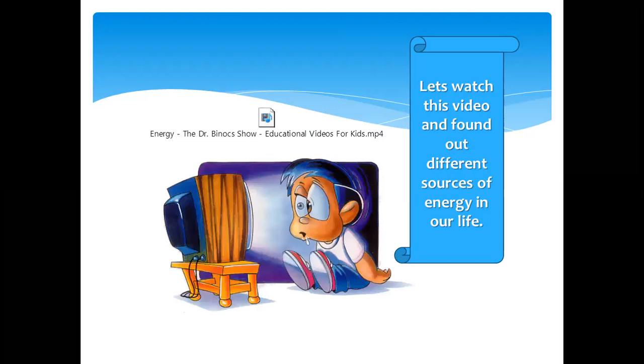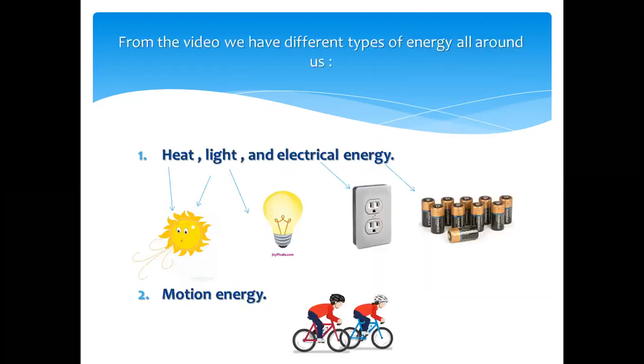When we watch it, we find out we have different kinds of energy: heat energy, light energy. Light is also an energy, and electrical energy. We get heat energy from the sun, light from the sun also, and light energy also from lamps and anything that lights up. And from where do we get electrical energy? From the electrical sockets at our home or at school or anywhere. And from batteries, we get electrical energy from batteries. And motion.